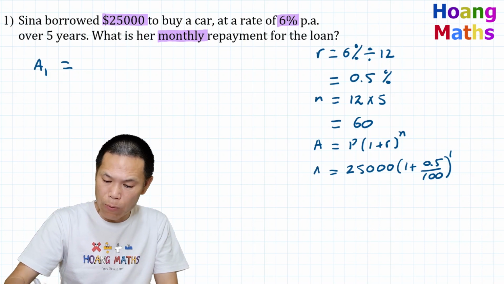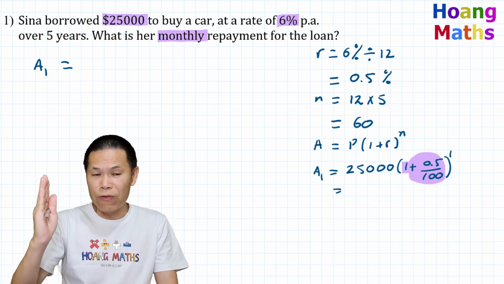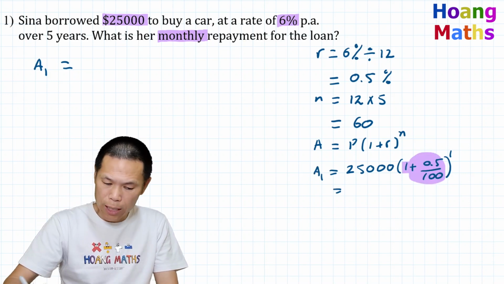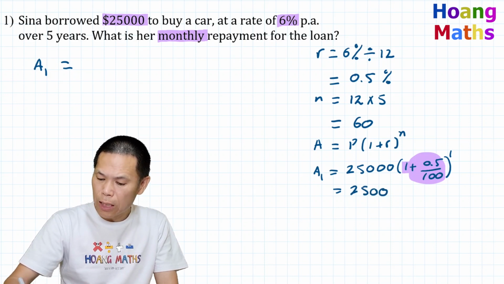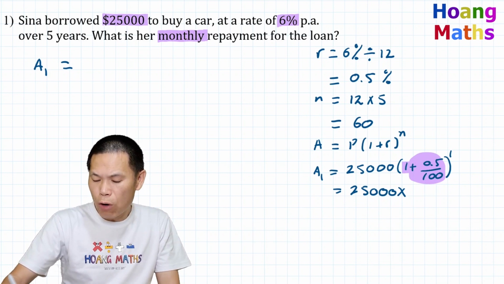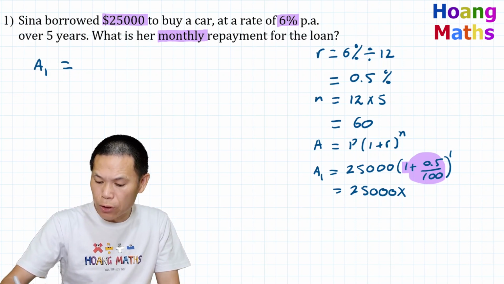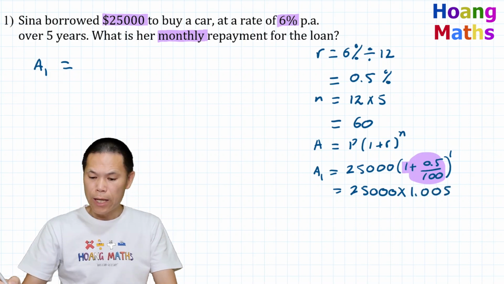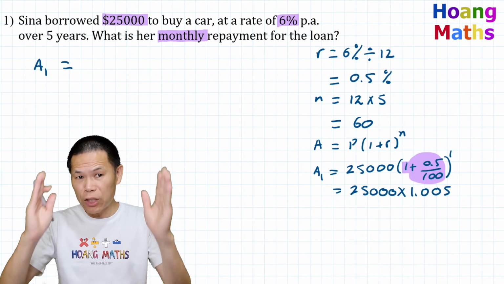We just work out at the end of the first month, okay? So let's say this is A1. And we're not going to evaluate. We just write it out first, okay? So it makes it easier. So now 25,000. And we times by 1 plus 0.005. That is 1.005. That is at the end of the first month. That's how much she owed.